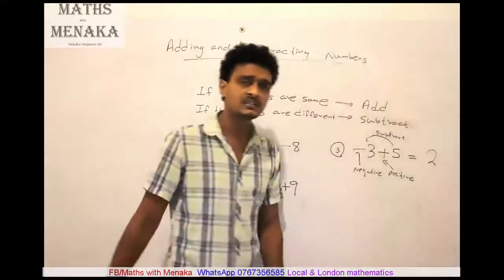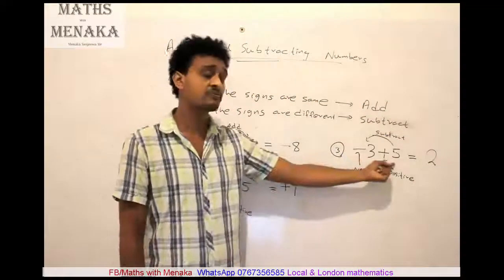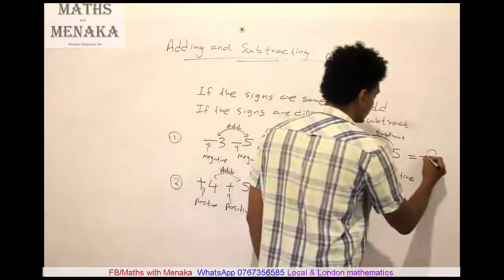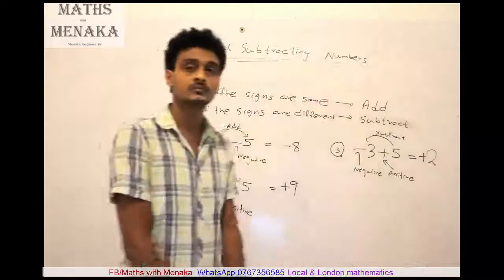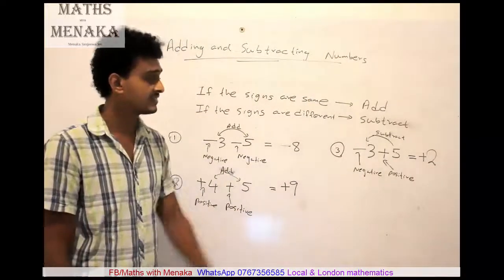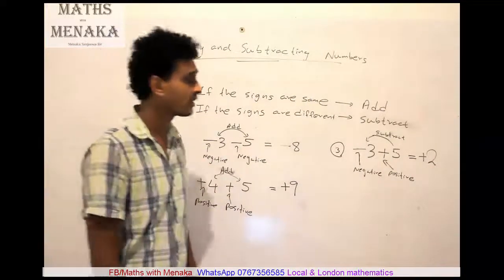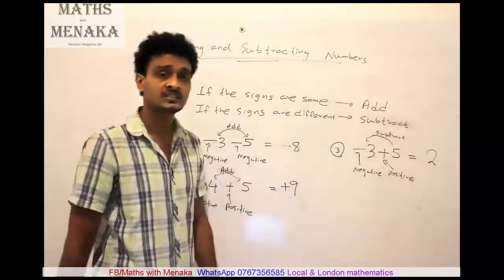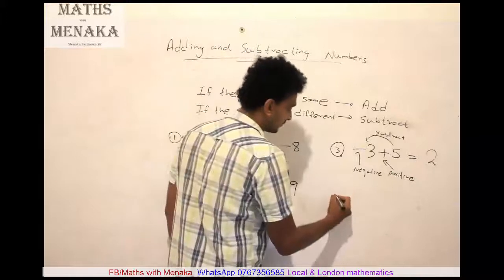Now what is the sign? The bigger one is 5, its sign is positive. The answer is positive 2. If the sign is positive, we don't want to write the sign. Okay, just 2.